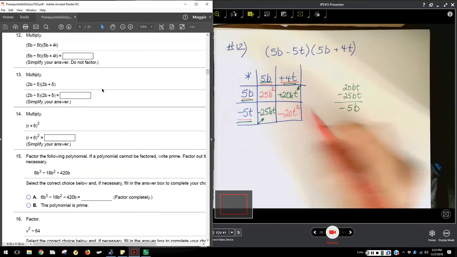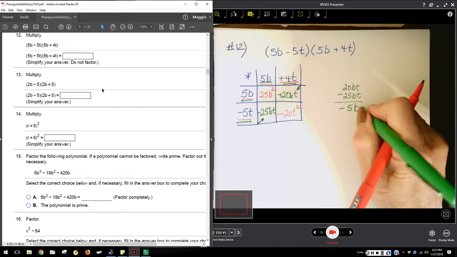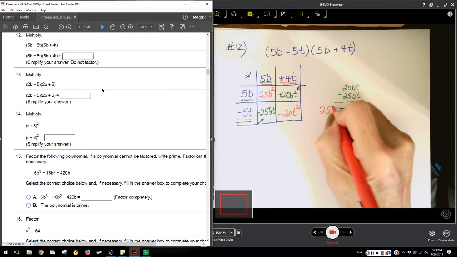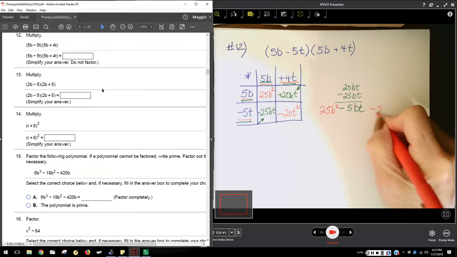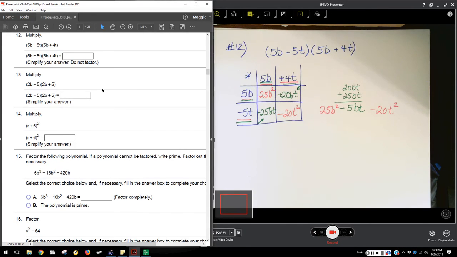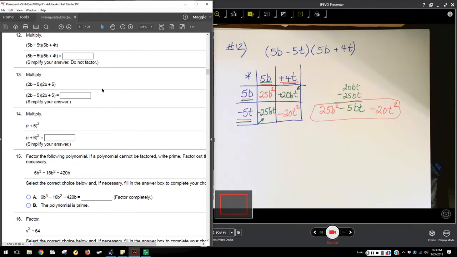Your first term is 25b squared. Your last term is minus 20t squared. And so that's your final answer. And it doesn't take any more time than doing the FOIL method.